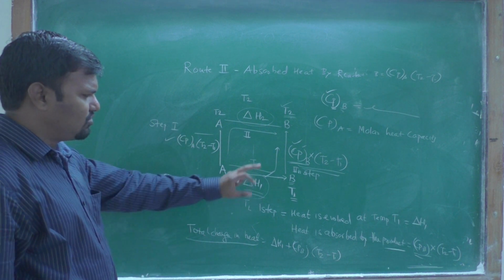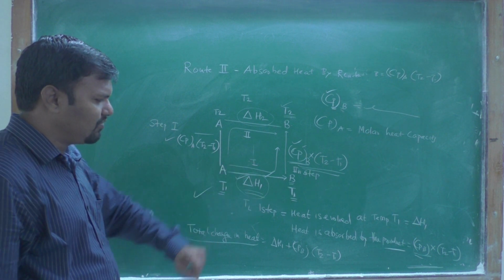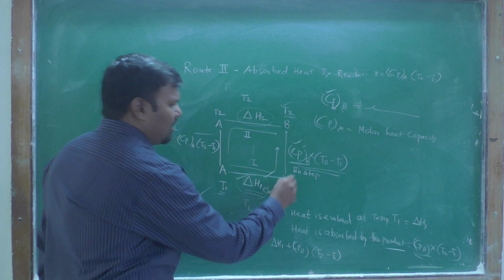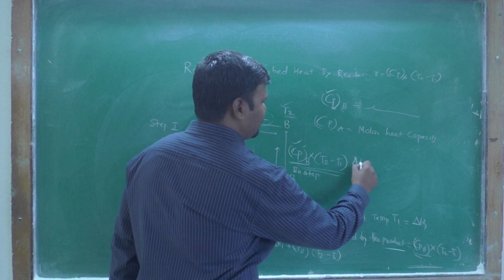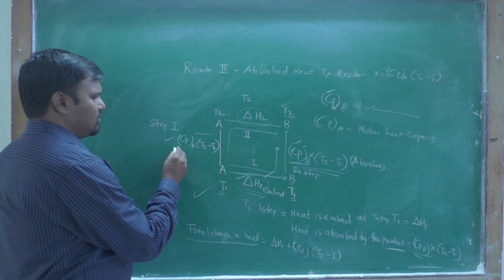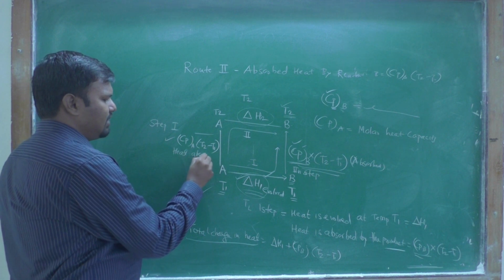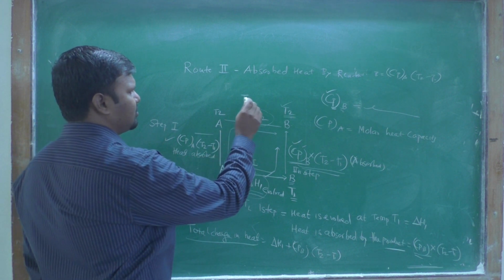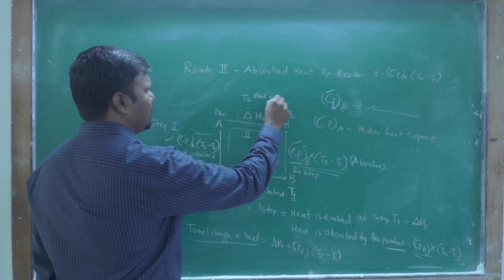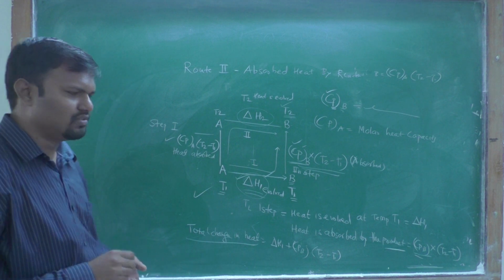Okay, in the first route, heat is first evolved and then heat is absorbed. In the second route, in the first step, heat is absorbed, and in the second step, heat is evolved. Okay, remember this difference here.